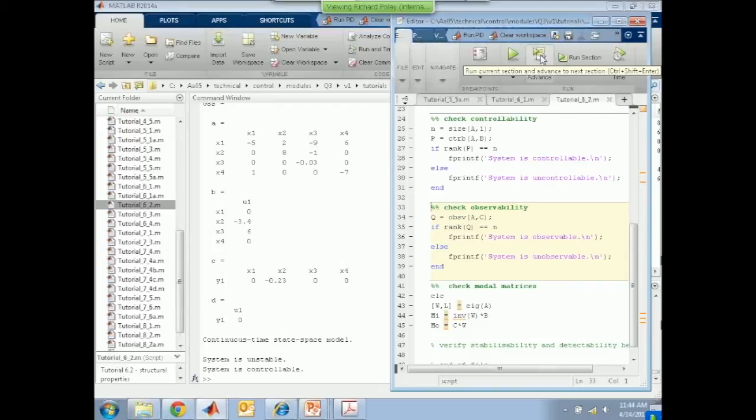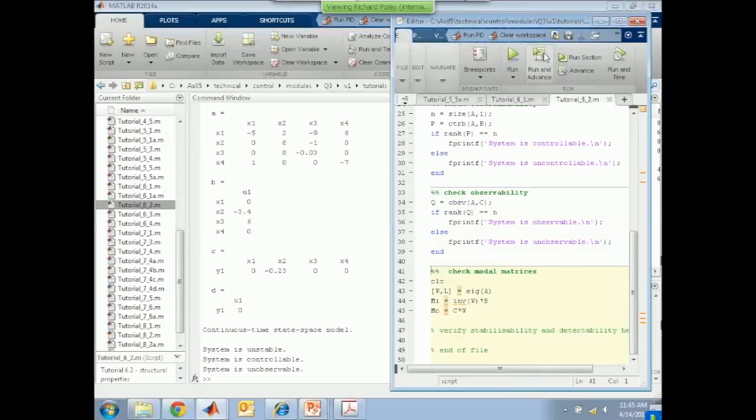So therefore you can say that this system is stabilizable, even though it's unstable. Now we'll do a similar thing for observability. I'm going to construct the observability matrix Q using OBSV, give it the A and C matrices, and again check for the rank, and hopefully the rank will be equal to 4. And unfortunately it's not. There is a rank of less than 4, and therefore the system is unobservable.